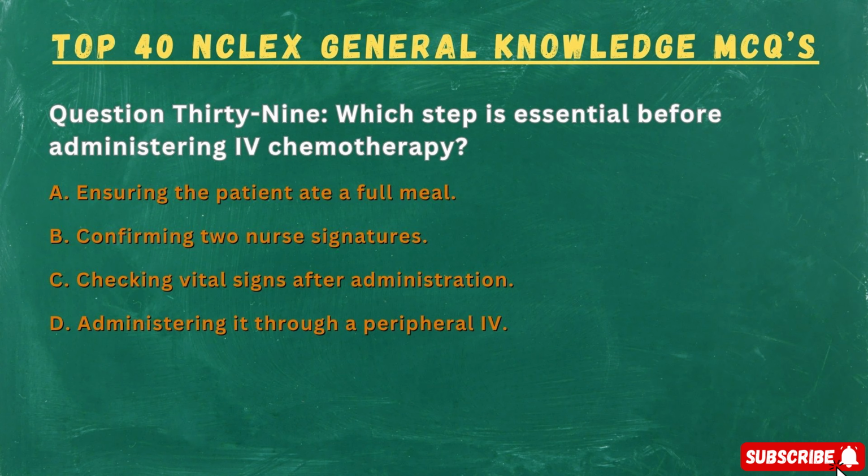Question 39. Which step is essential before administering chemotherapy? A. Ensuring the patient ate a full meal. B. Confirming 2 nurse signatures. C. Checking vital signs after administration. D. Administering it through a peripheral IV. Answer: B. Confirming 2 nurse signatures.